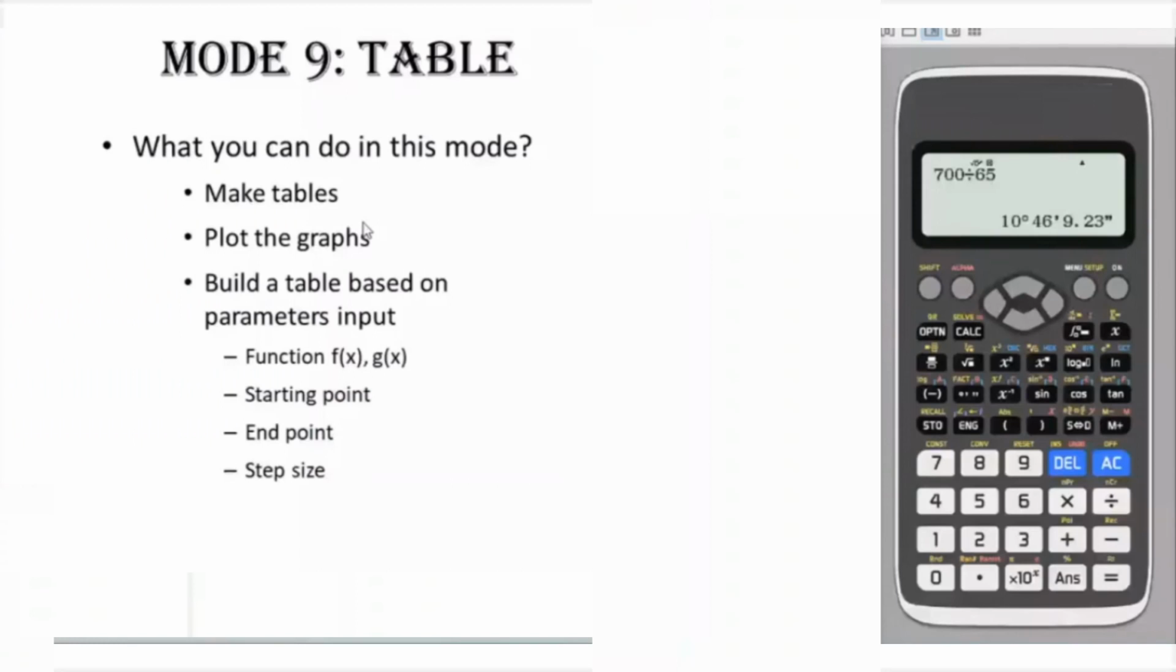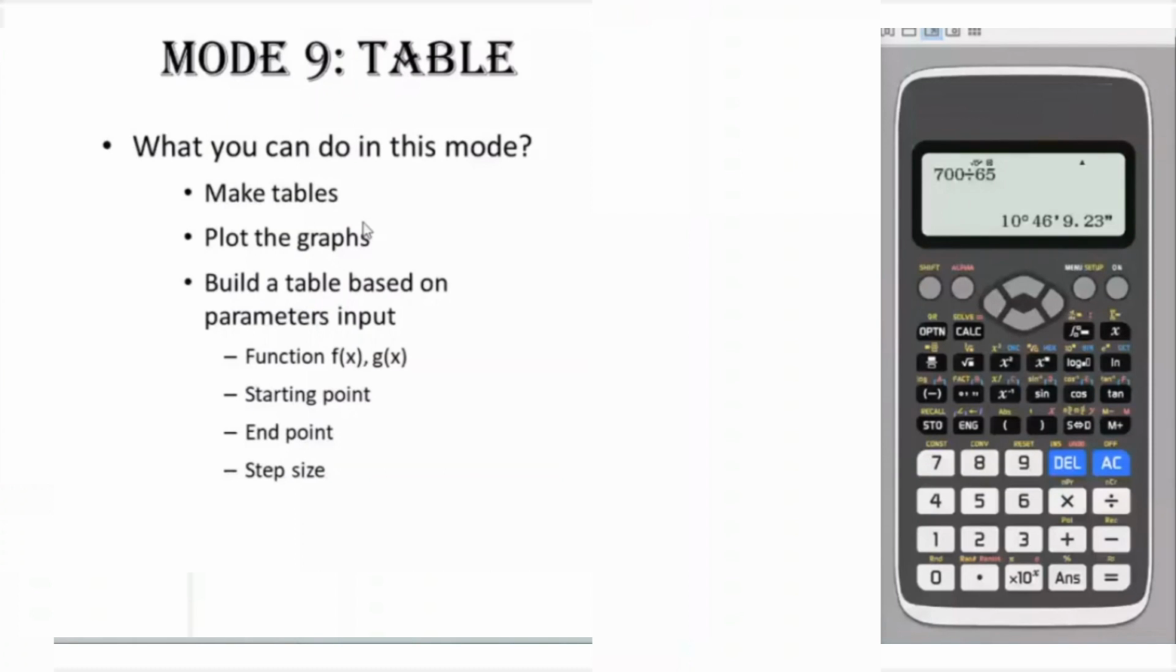This is mode 9. Mode 9 means menu 9. So what can we do in this mode? We can make tables, we can plot the graphs, we can build a table based on parameters of input: starting point, ending point, step size. It's an interesting feature.